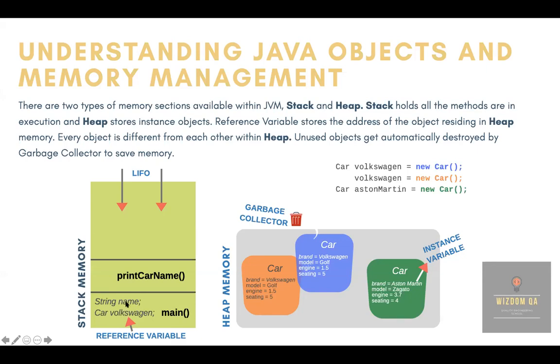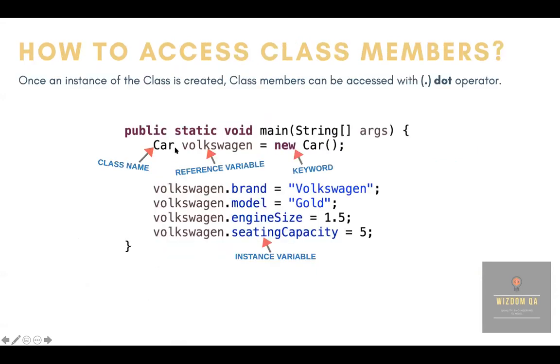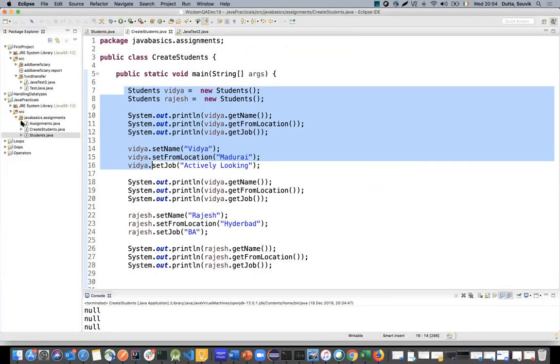Okay, inside the main I have two different variables. One is a normal variable that holds a value called name. Another one is a reference variable. Car is a class and Volkswagen is a reference variable. If you look at this, car, Volkswagen, new car. So car is a class, Volkswagen is a reference variable, and on top of the Volkswagen, there is maybe a name variable. If I want to actually put this into a program, let me try to do that.